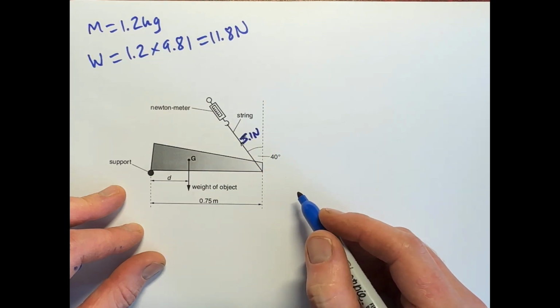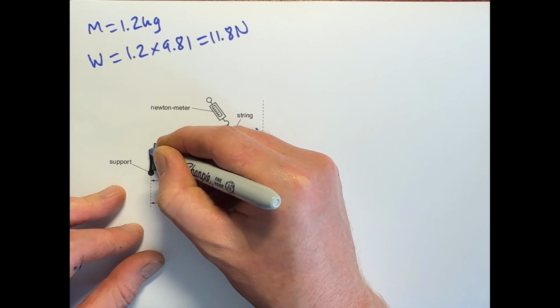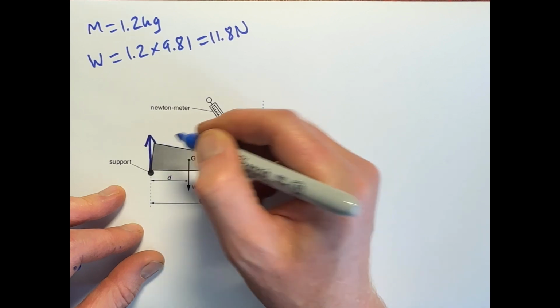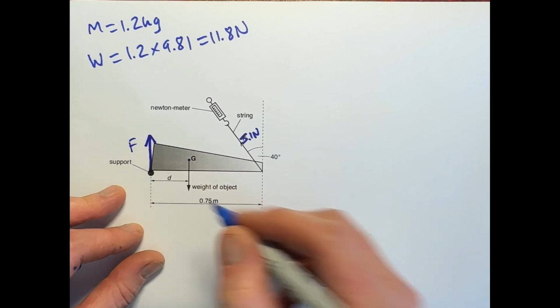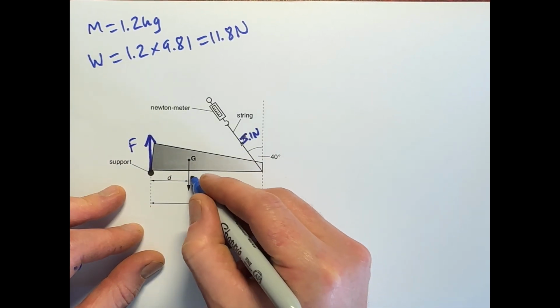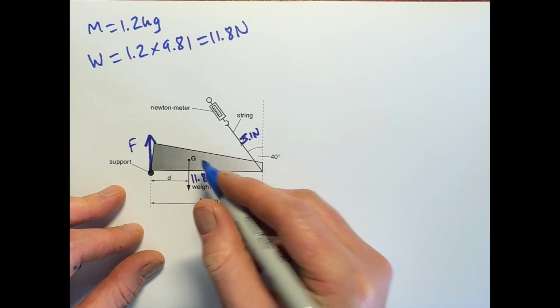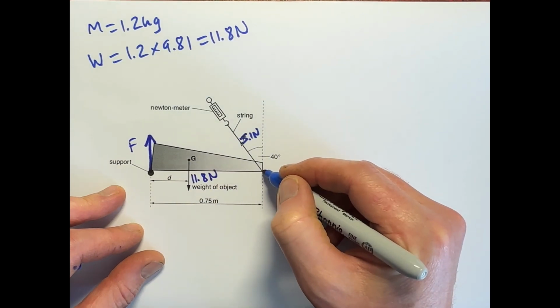Sometimes with these types of questions, you're asked to calculate what the upward force would be at the support. This support is providing some kind of upward force, and we don't know what that force is. It's a force F, and we're going to work that out. How are we going to do that? Well, we know the weight here is 11.8 newtons, acting downwards. And we know that there's another force acting upwards here.